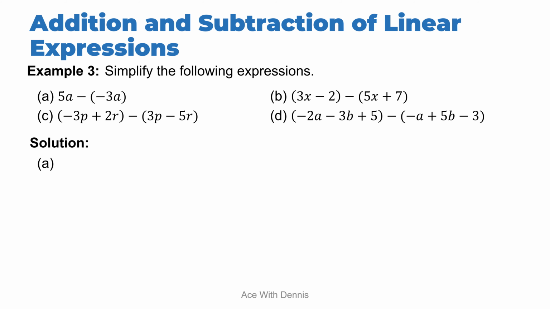Here is the solution. For A, 5a minus negative 3a. So remember, negative times negative we get positive. Therefore, it is equal to 5a plus 3a, which is 8a.